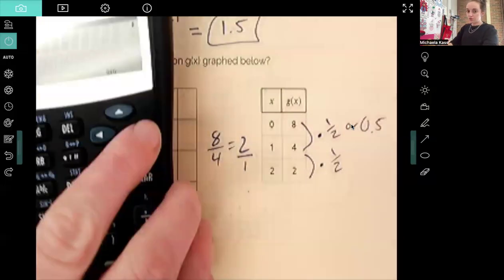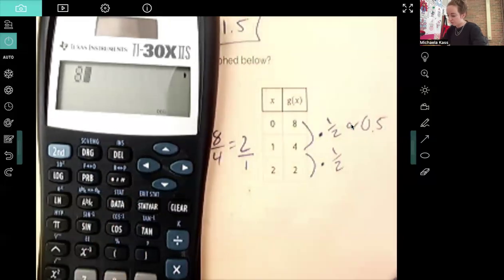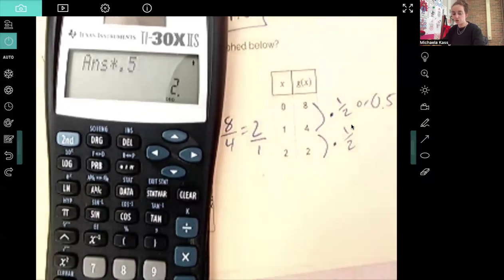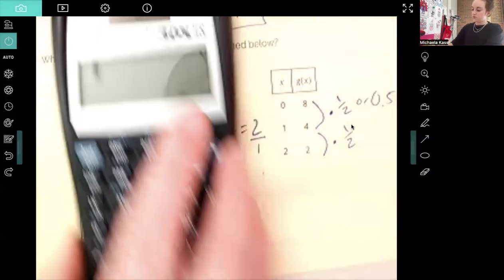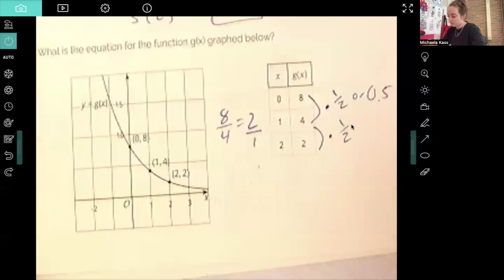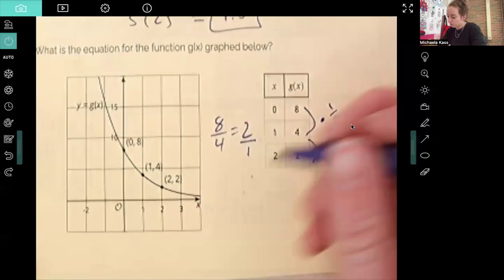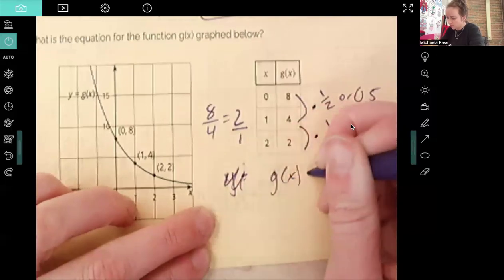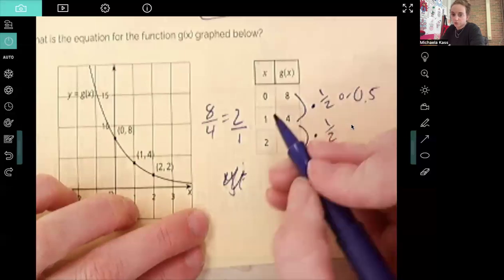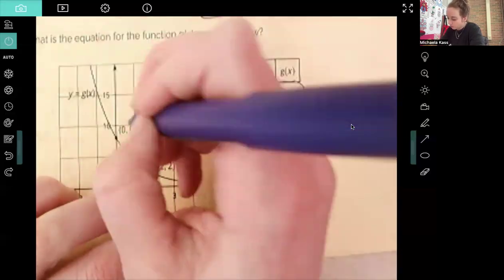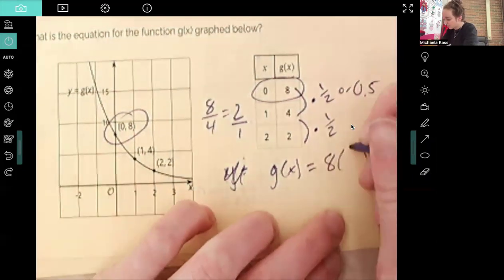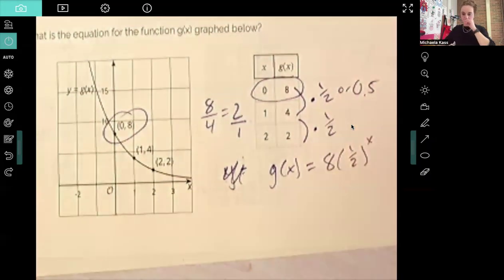And if you're not sure, just double check. Take 8, multiply it by 0.5, we should get 4. Multiply that by 0.5, we should get 2, right? So what is the equation? Well, I found my factor. So I have g of x equals, our initial, which is right here, our y-intercept. There's 2 spots to see it. We have 8. Parentheses, our decay factor of a half, to the power of x.